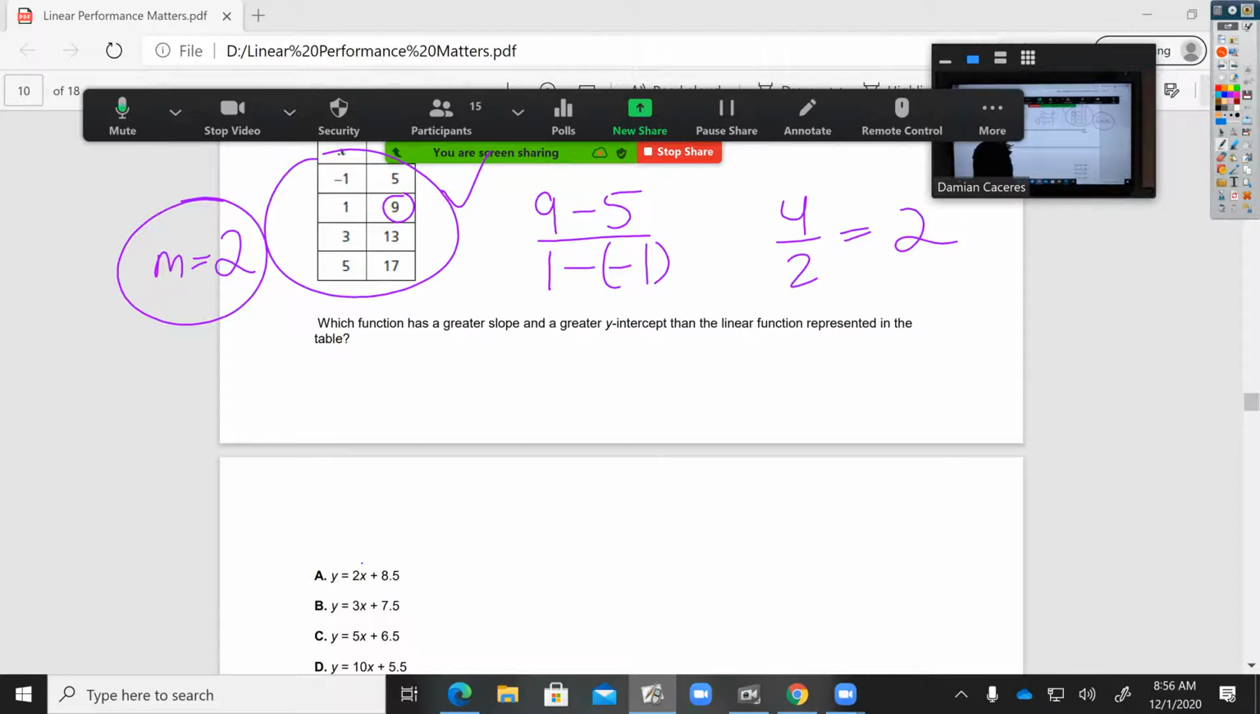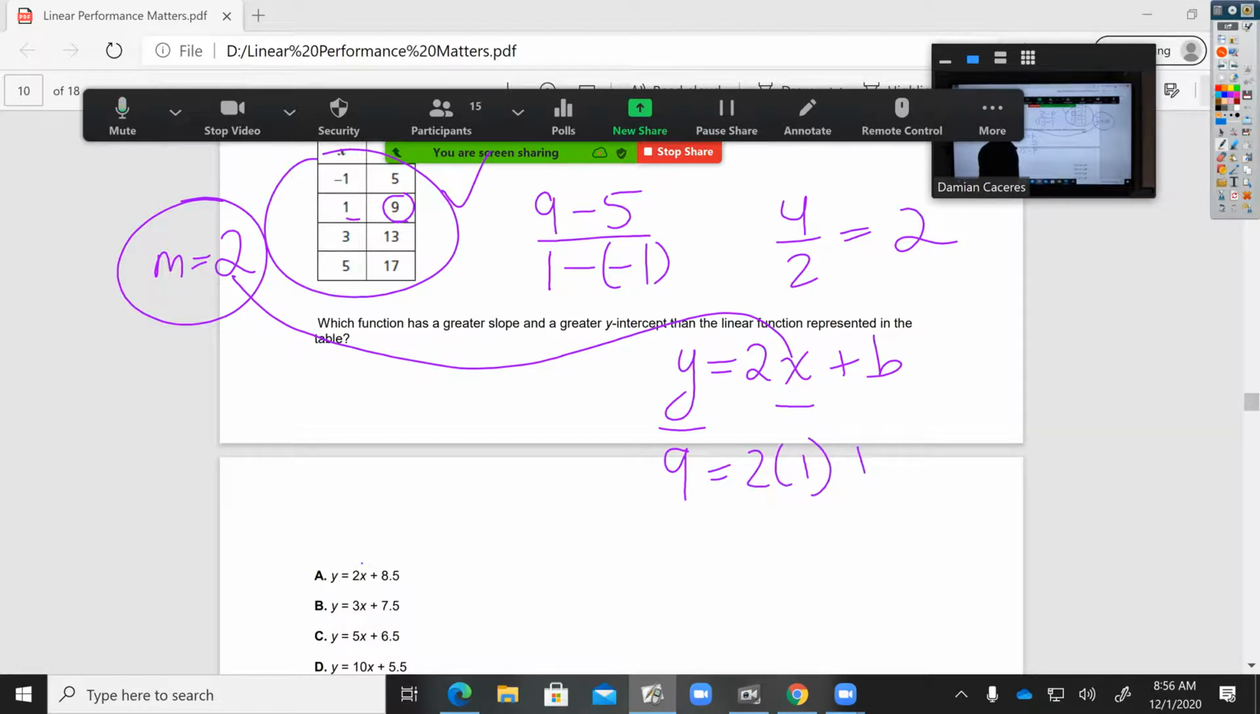You with me? So now, let's write y equals 2x plus b. We get that slope, and we put it in here. And now, plug in an x and a y from the table. So let's plug in 1 and 9. It's easy to plug in. 9 here, 1 here. And now we solve for b. Subtract 2 from both sides, and we get b equals positive 7. So my equation for the top here is y equals 2x plus 7.